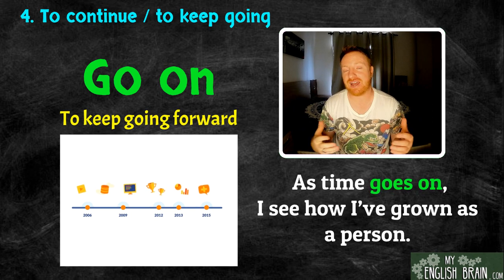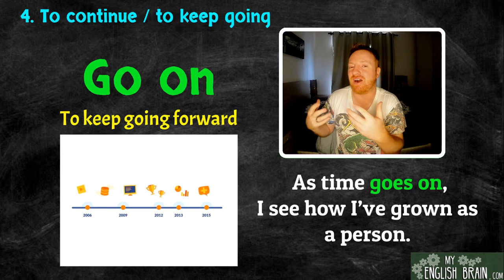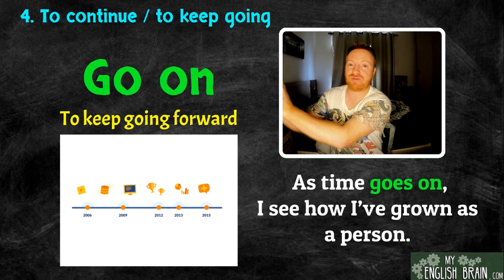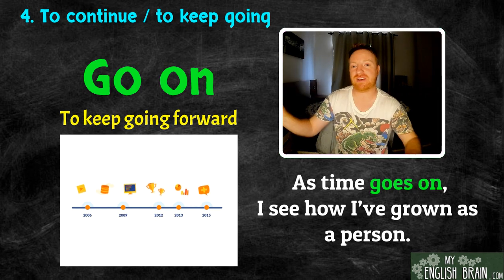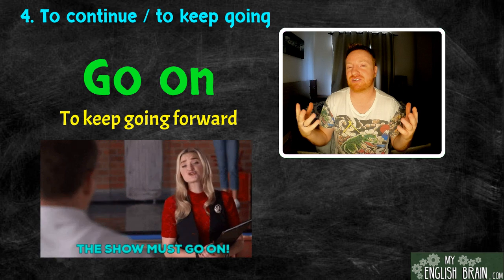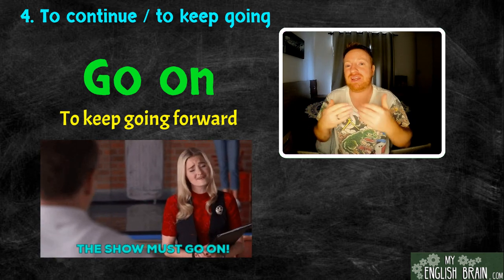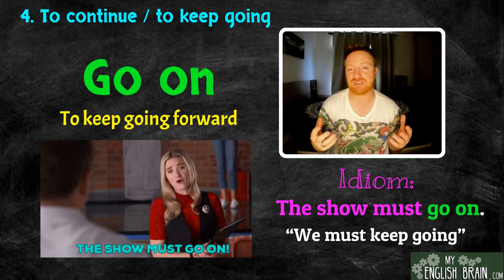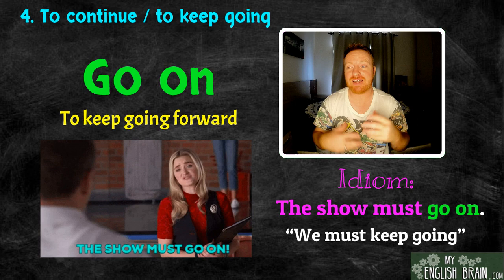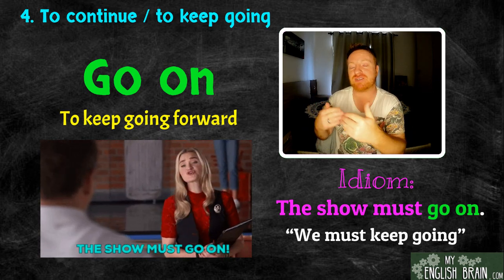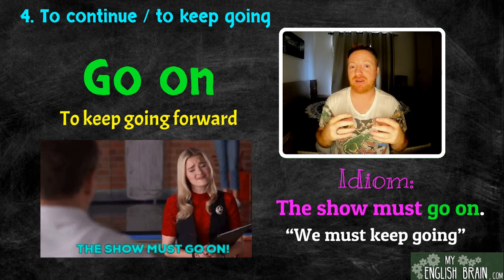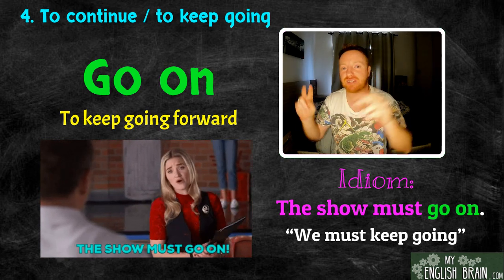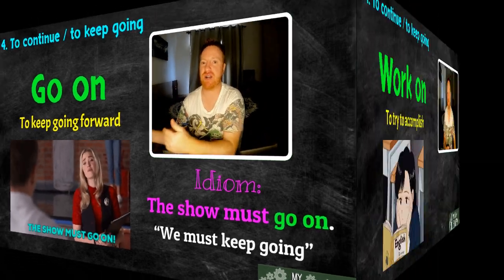So in the example, as time goes on, I see how I have grown as a person. This means as time has passed, as time keeps going forward, things go on if they keep going forward. But we also use this idea to indicate we need to keep going forward. We have an idiom in English that says, the show must go on. The idea is that you must keep going, you must keep trying. If bad things happen that prevent you from finishing, you have to say, no, I need to try and finish the show. The show must go on.